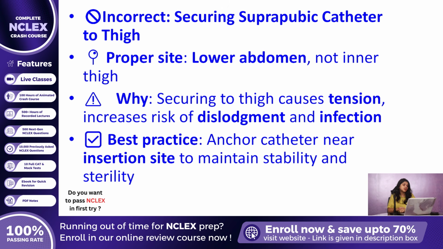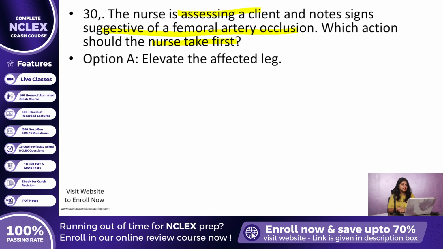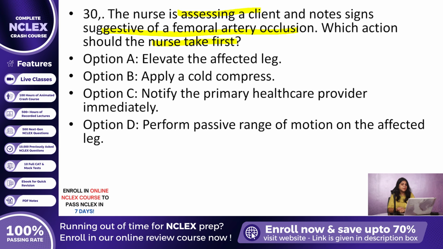Now on to question number 30, which presents an urgent peripheral vascular scenario. The nurse is assessing a client and notes signs suggestive of a femoral artery occlusion. Which action should the nurse take first? Option A, elevate the affected leg. Option B, apply a cold compress. Option C, notify the primary healthcare provider immediately. Option D, perform passive range of motion on the affected leg.